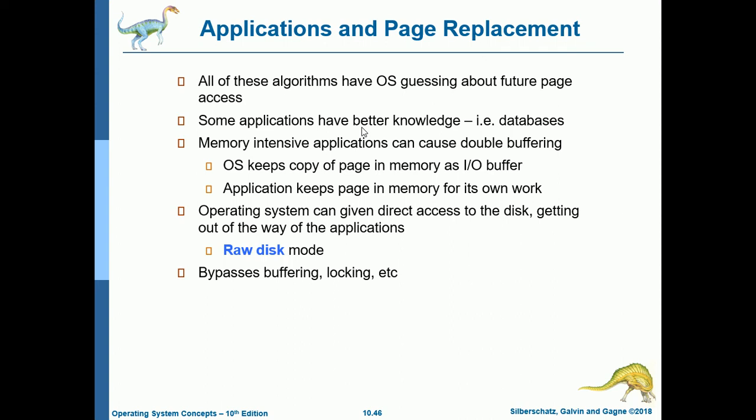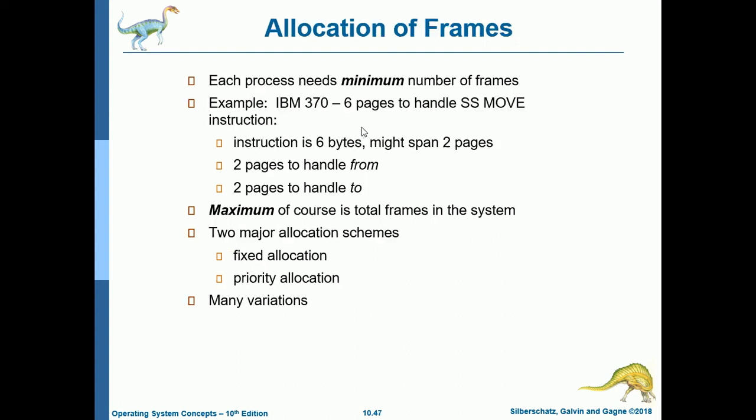It's because the OS keeps a copy of the page in memory as an I/O buffer, and the application keeps the page in memory for its own work. The operating system can give direct access to the disk, getting out of the way of the application. This is the raw disk mode, and it also bypasses buffering, locking, and others.